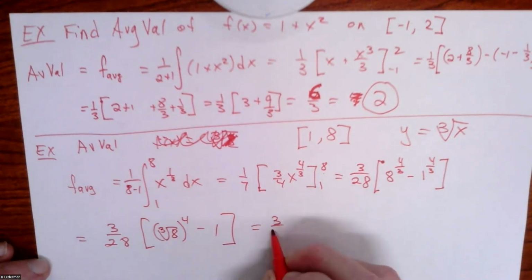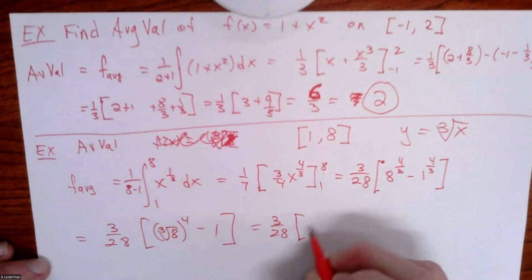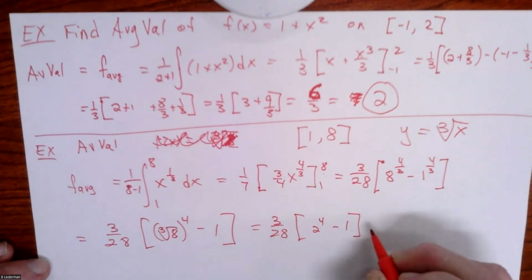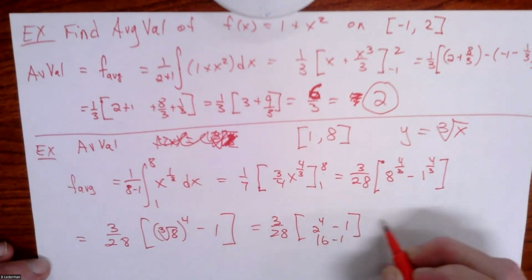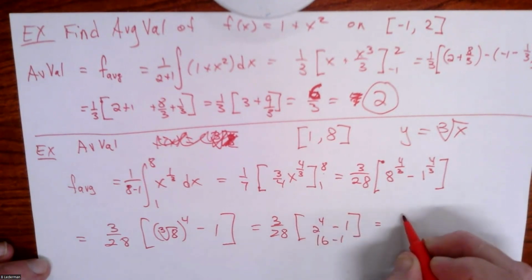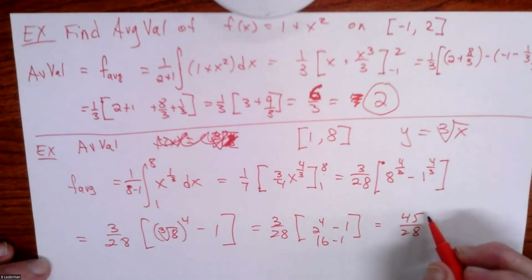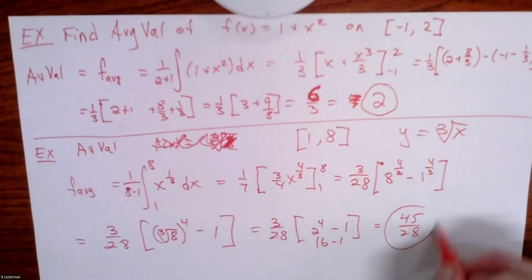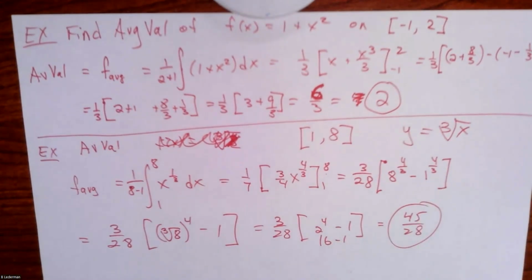So this is 3/28 times 2 to the 4th power minus 1. And that's just 16 minus 1. So it's 45 over 28. Well, that doesn't reduce, does it? That's my answer. So the average value of this function is 45 over 28.